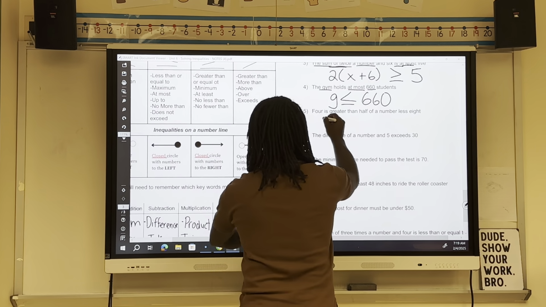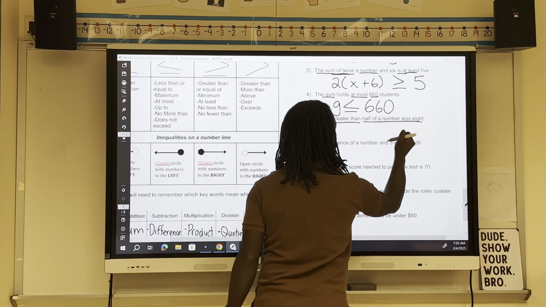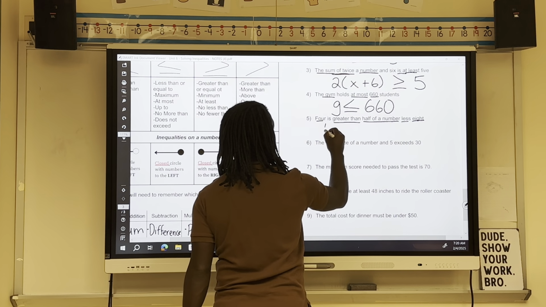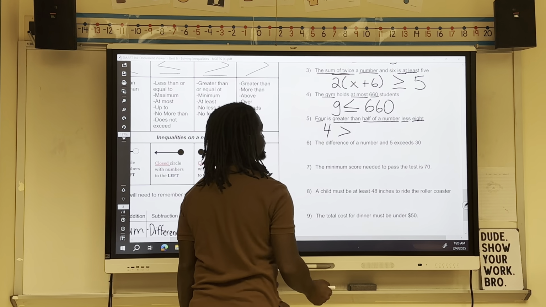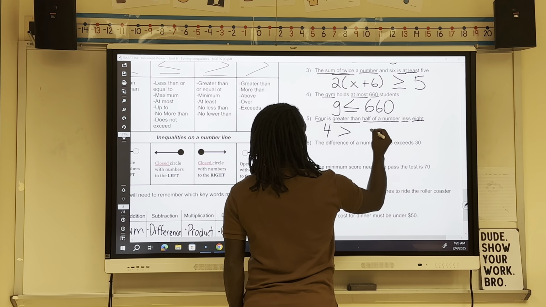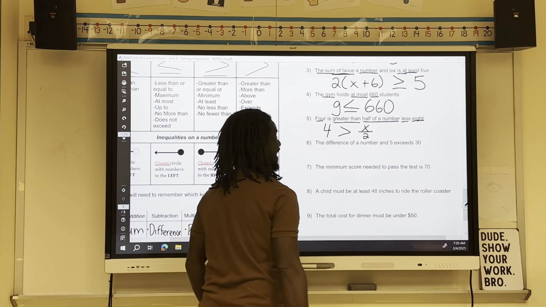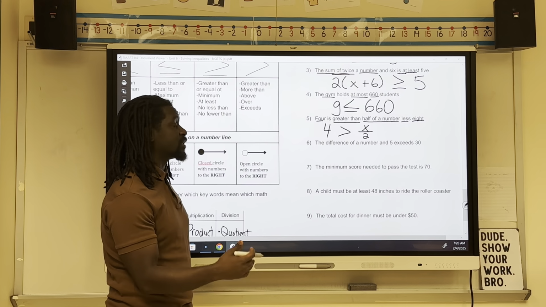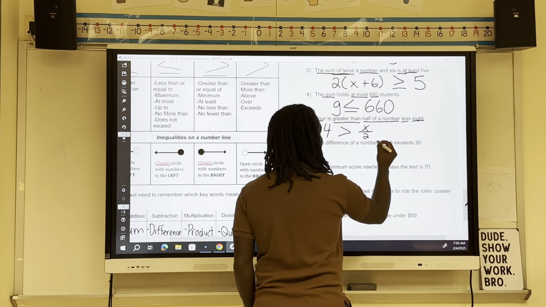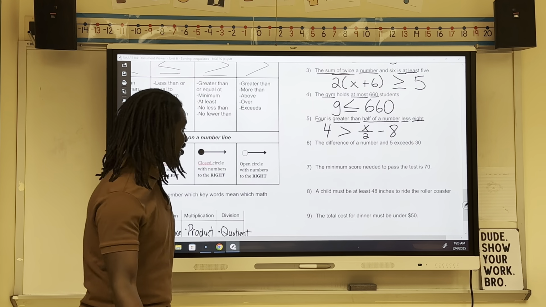All right, so we got 4 is greater than half of a number less 8. Okay, so 4 is greater than half of a number. So we're taking half of a number, and so you could do that one or two ways. You could say x divided by 2, or you could say 1/2 times x. So half of a number divided by 2 is less 8. We're going to subtract 8.